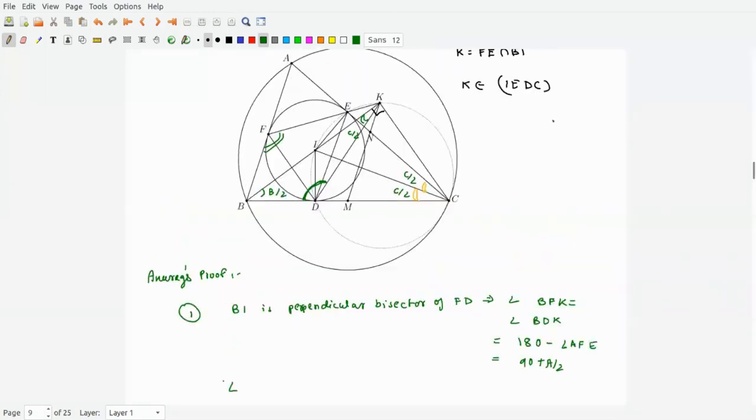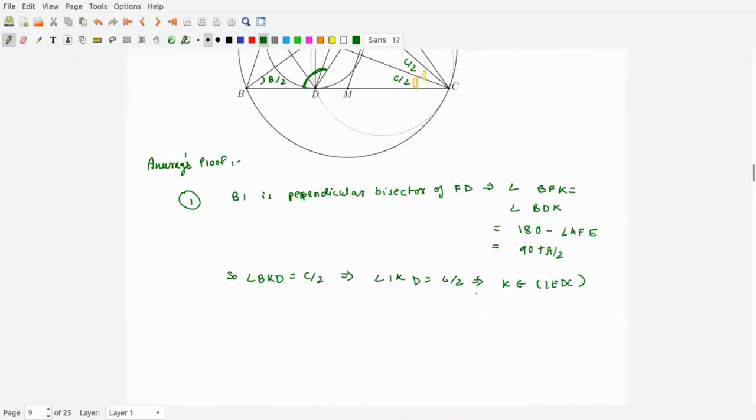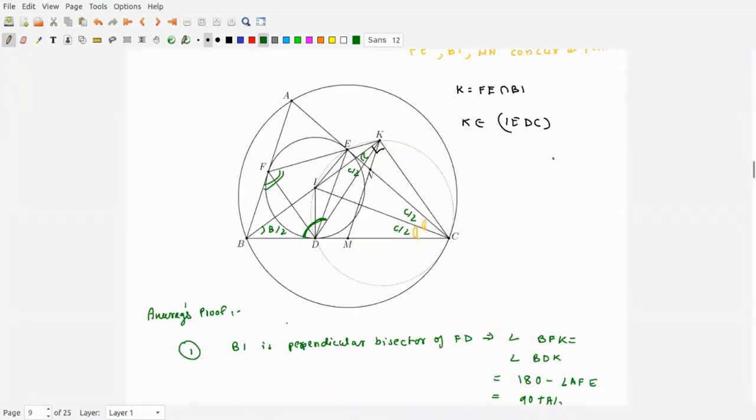So angle BKD is equal to C by 2, because this is already B by 2, this is 90 plus A by 2, and hence angle BKD is C by 2, which implies angle IKD is equal to C by 2, which implies K belongs to the circle IETC. Yay! We did the first part, which is very nice. Now the second part: to prove K belongs to MN. This is configuration geo. Phantom points are also the most important thing.